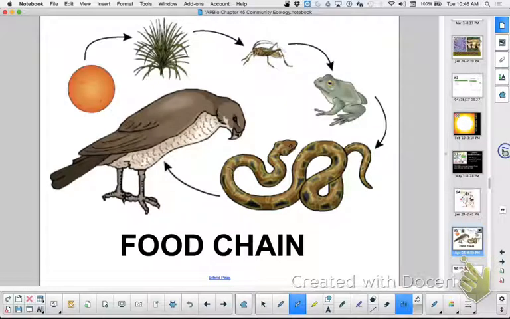Tertiary consumer. Okay. What do you think we have more of, frogs or snakes? Frogs. Support that. Why more frogs than snakes? Go ahead.